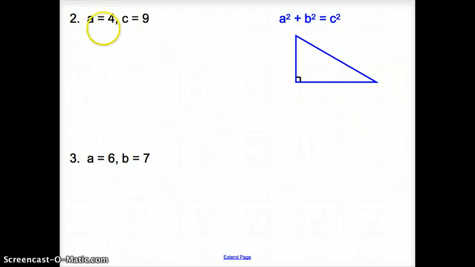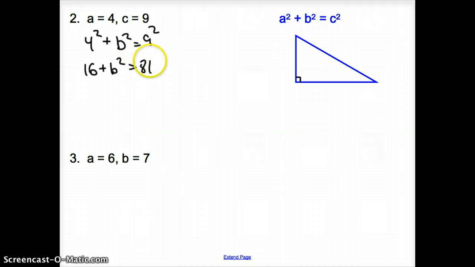Jumping to number 2. Now we know what A is, we don't know what B is. C is 9. So using Pythagorean again, we have A is 4 squared plus, we do not know what B squared is, and then C is always by itself, 9 squared. Now ladies and gentlemen, it really doesn't matter if you switch up A and B, but C does have to be all by itself. So moving forward with this, 4 squared is 16 plus B squared, that equals 81. Subtracting 16 over to the other side, B squared equals 65.